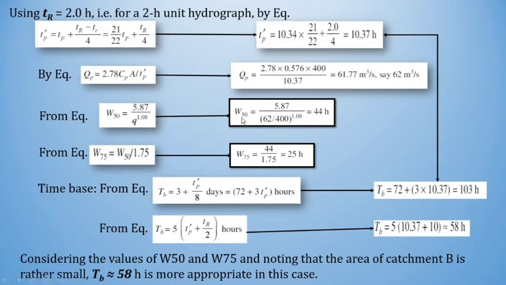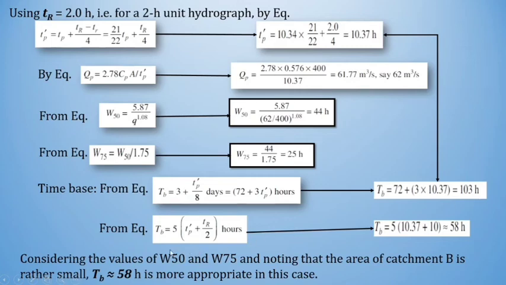Now, when you get W50, the width of the hydrograph at 50% peak discharge, you have to estimate the width of the hydrograph at 75% peak discharge. So, by dividing W50 by 1.75, you can estimate W75 as 25 hours. So, the time base from the equation Tb is equal to 3 plus T'p upon 8 days. It is equal to 72 plus 3 times T'p hours. By putting the value of T'p as 10.37, the modified basin lag, it will work out as 103 hours.